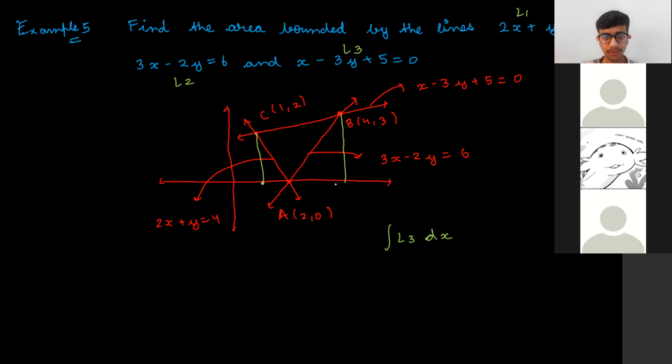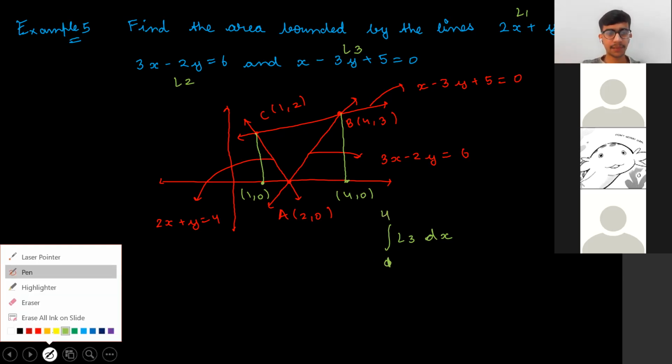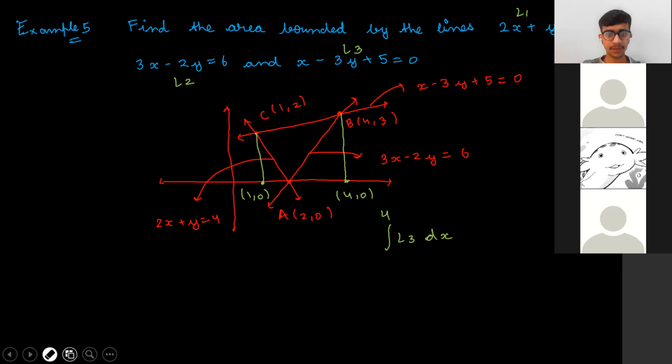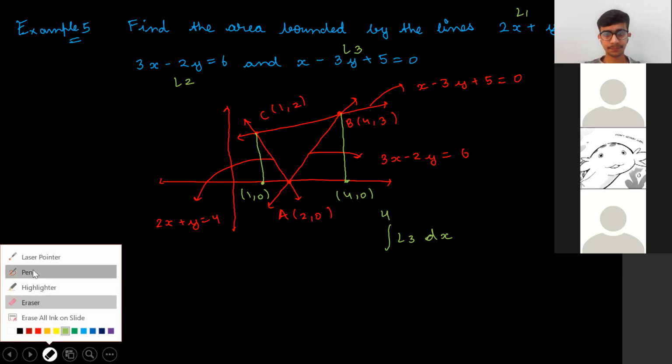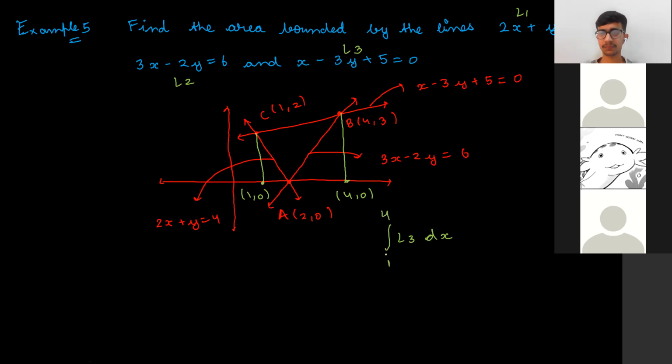Okay, what are these coordinates? This is 1 comma 0 and this is 4 comma 0. So I'll first calculate the integration of the line L3 from 1 to 4. After this, integration of L3 with respect to dx will give this whole area, and we only need this particular area.